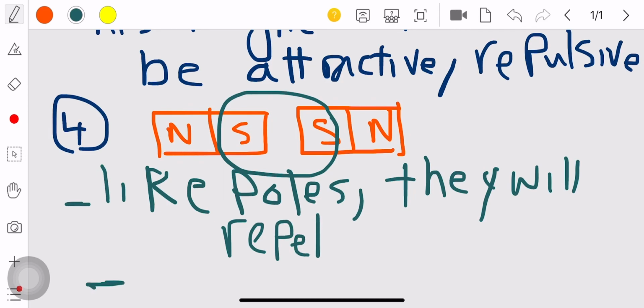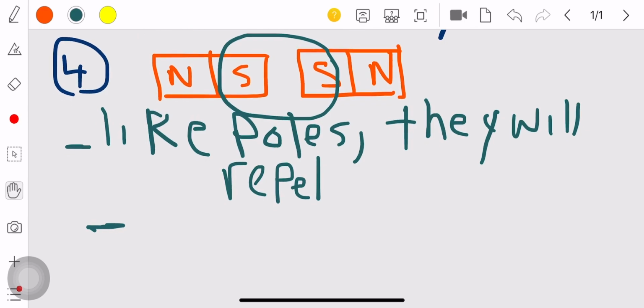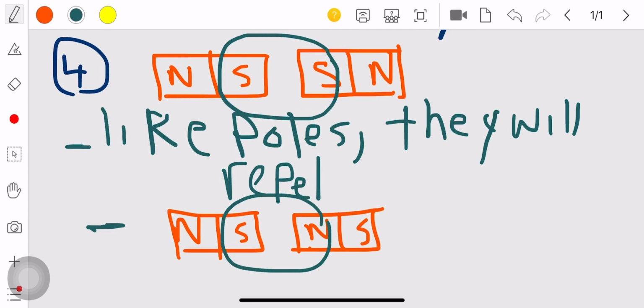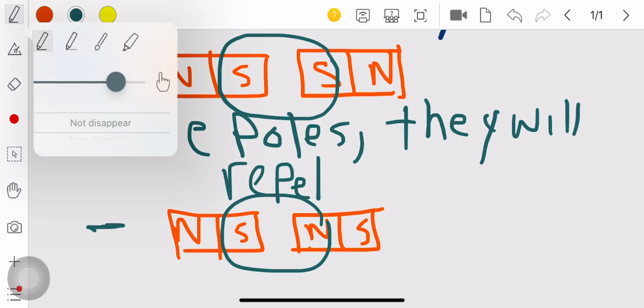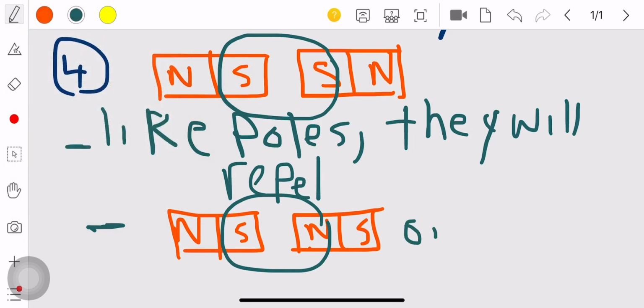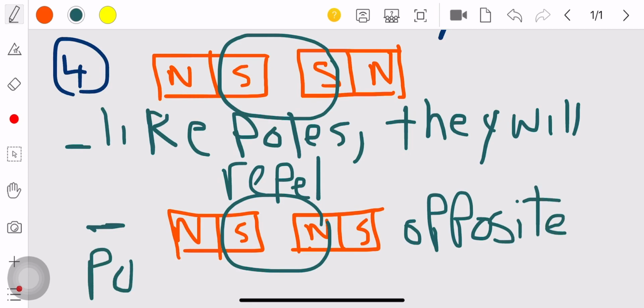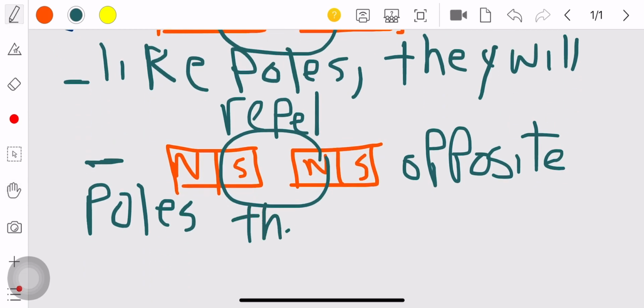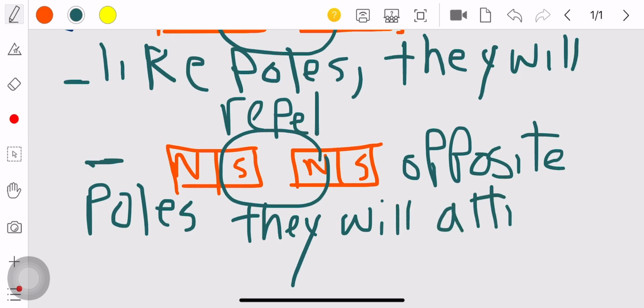Excellent. And opposite poles look like this. See that here N, here S, and here N, here S. What do we have here? Like poles or opposite? Opposite. So opposite poles, will they attract or repel? Excellent. Attract.